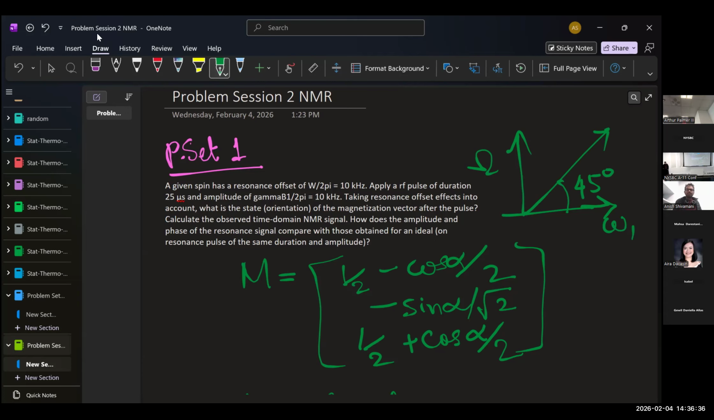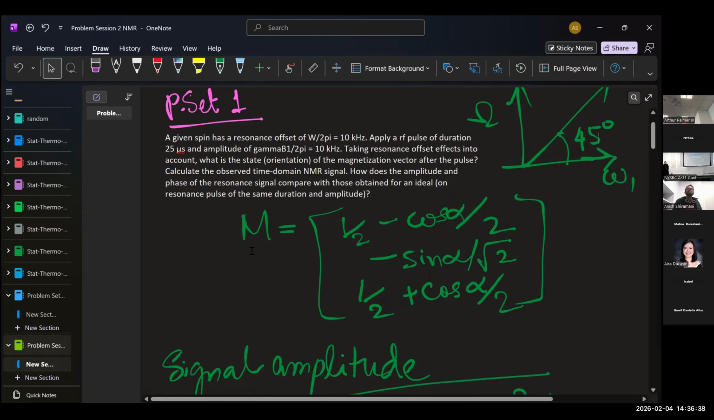And we calculated the magnetization at the end of that pulse. This is the expression that we got. This is this vector in 3D space that gives you the amplitudes or coefficients for the 3 components, the magnetization along x, y, and z.